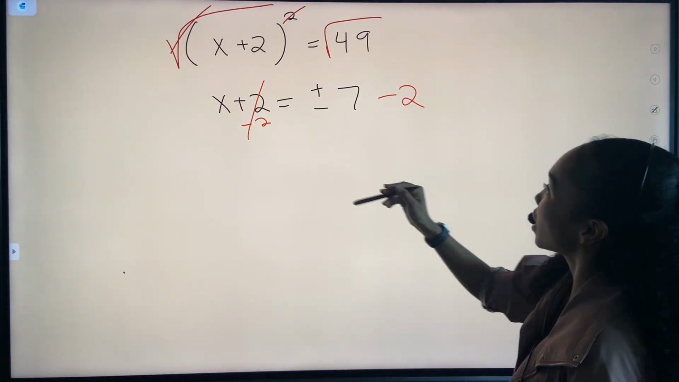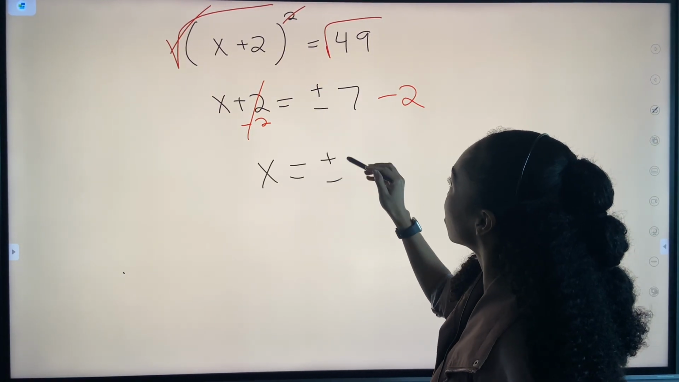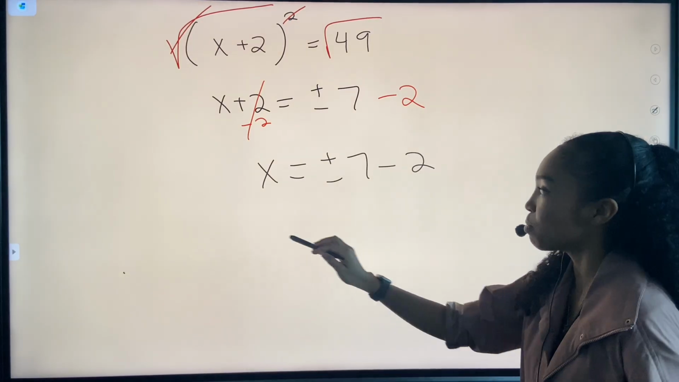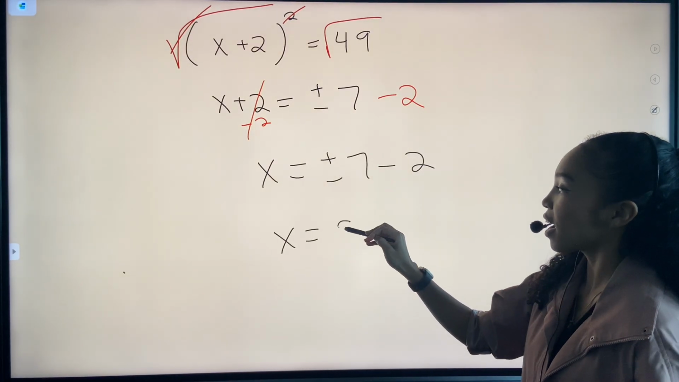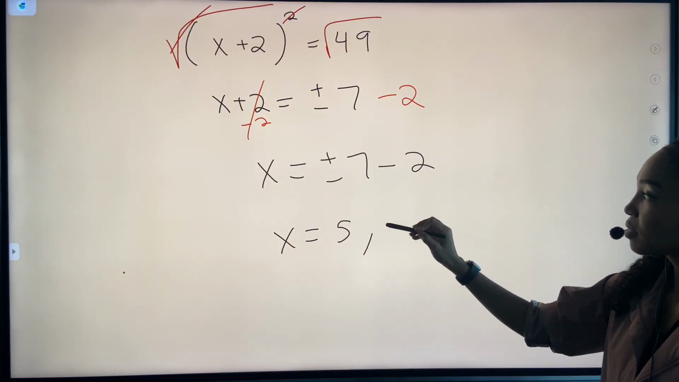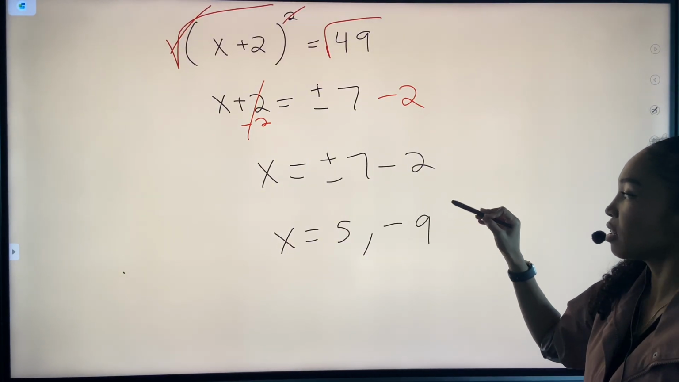So that means your answer is a +7 minus 2 is what? 5. And then a -7 minus 2 is what? -9. There we go.